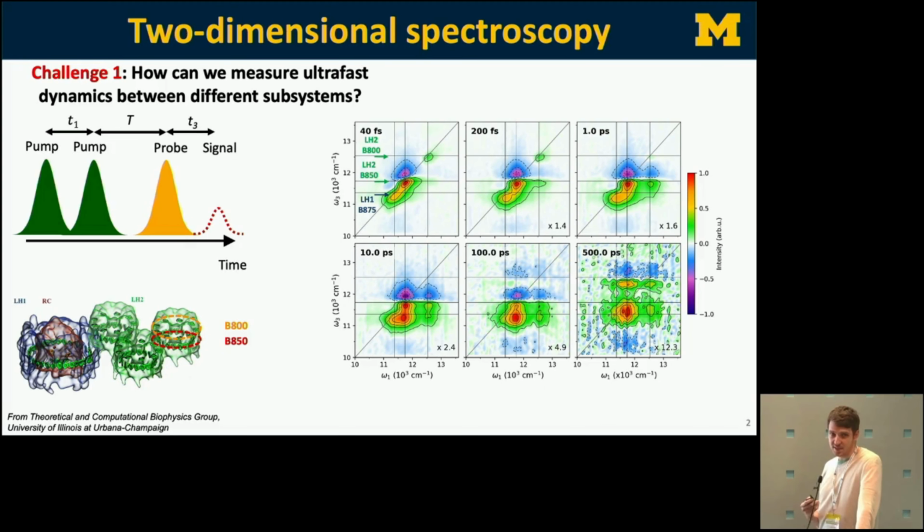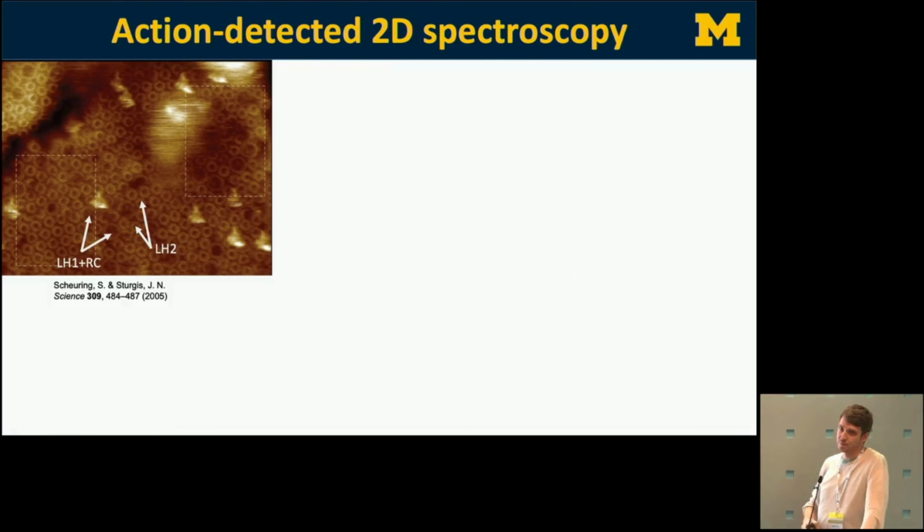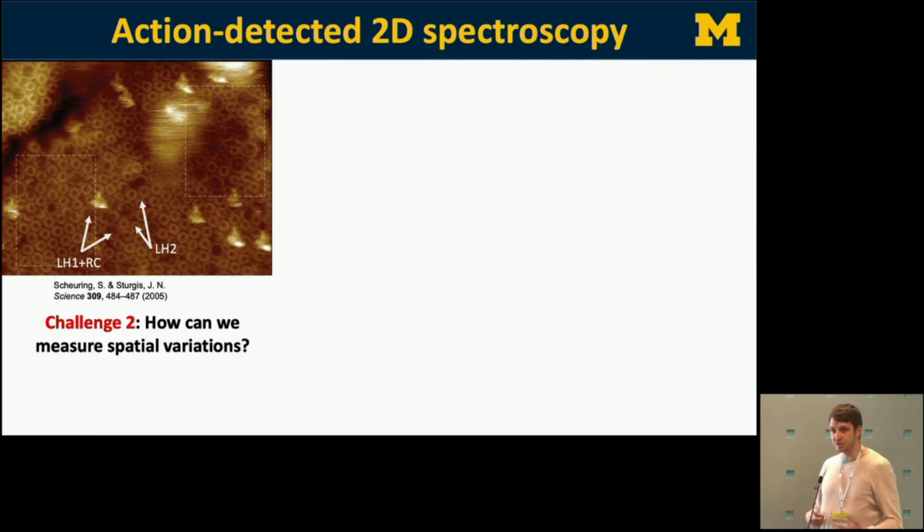But the problem is, and this is part of my HFSP proposal basically, that we also want to see differences in spatial resolution. If you look at the photosynthetic membrane of this purple bacteria, there are regions where you have a lot of LH2 complexes, and there are regions where you have a lot of LH1 complexes. And I want to understand, okay, can we probe the ultrafast dynamics at different spatial spots on this bacteria membrane? So we need some kind of spatial resolution, and what you typically do is fluorescence microscopy.